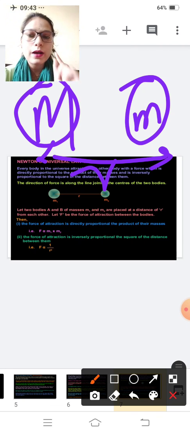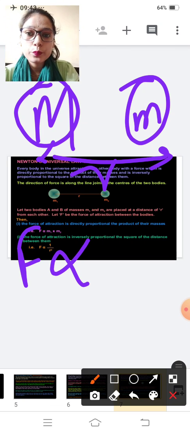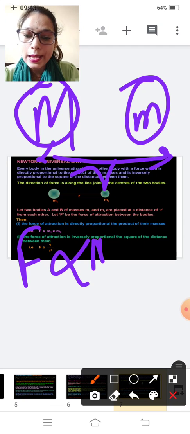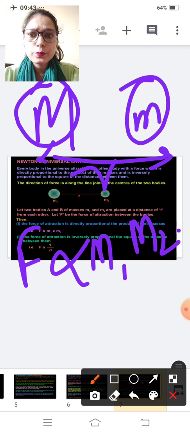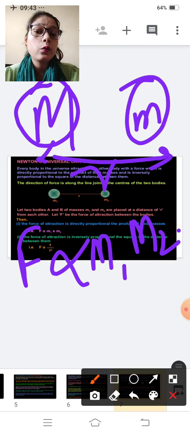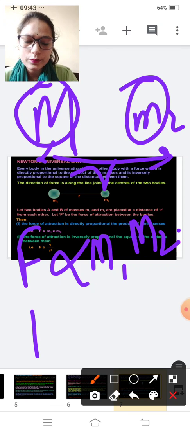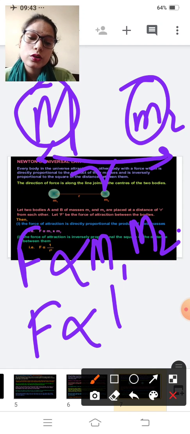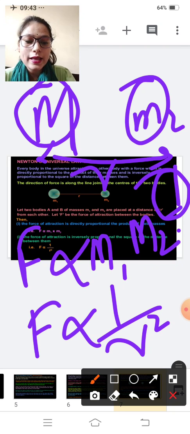to the product of their masses. That means force F is directly proportional to the product of their masses, M1, M2. Is this clear to you? And what is our second point? The second point is, it is inversely proportional to the square of the distance between them. That means, taking m1 and m2 here, F is inversely proportional to the square of the distance. And what is our distance? That is r square. So this is our first equation and this is our second equation.